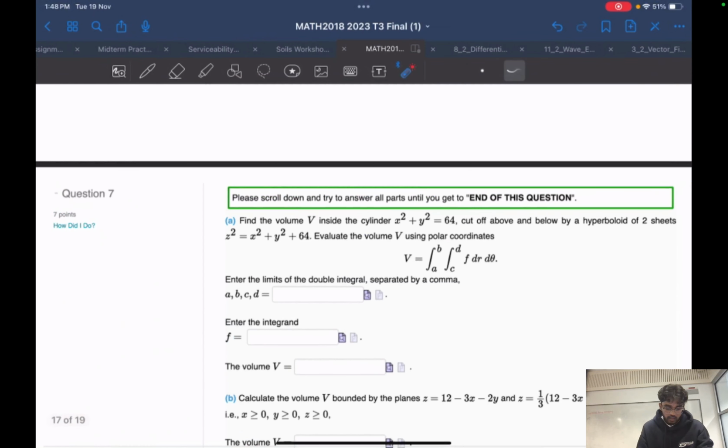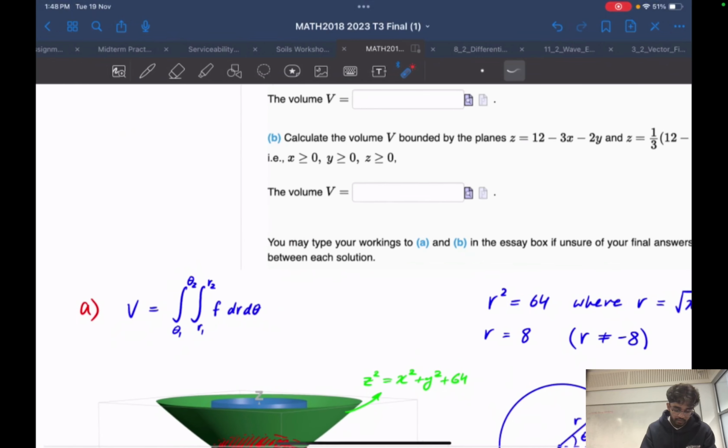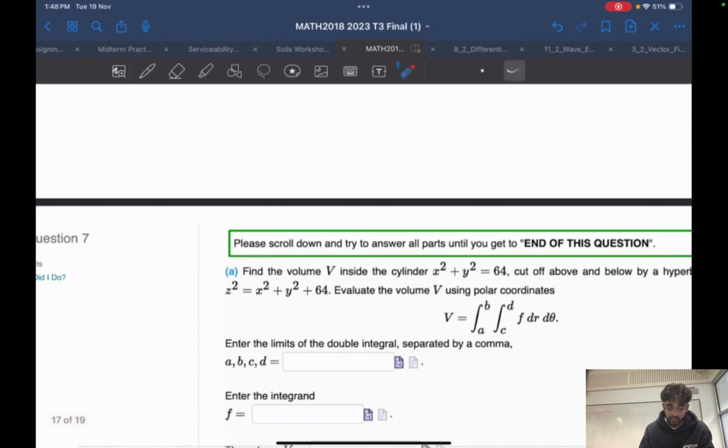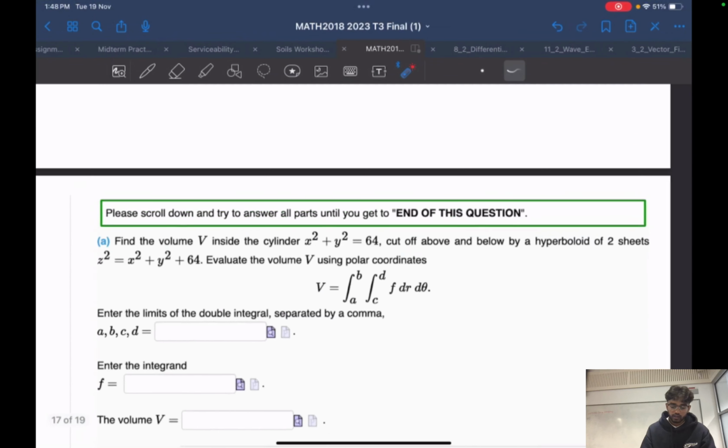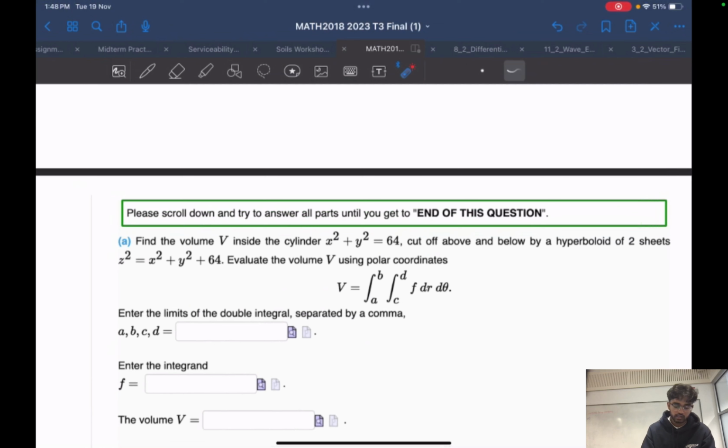Okay, that's all good. Now to find the volume, I want A and B, so this is going to be our theta values, which is d theta. So the outer limit is theta, and the inner limits are going to be R1 and R2. So how do we find theta and R1, R2, right? We're essentially finding the volume inside this cylinder. Oh, actually no, this is the constraint, sorry, and this is what we're actually integrating.